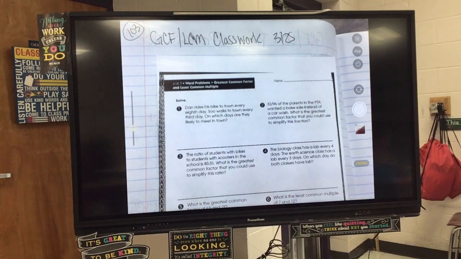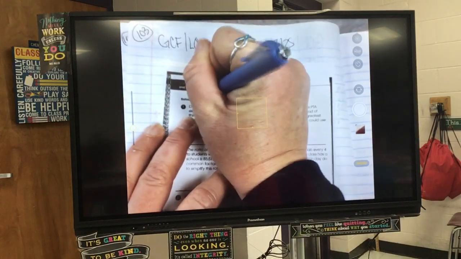Annotating. So number one says Dan rides his bike to town every eighth day. So walks to the town every third day. Which day are they likely to meet in town? So does this say anything about greatest? No. Does it say anything about factors? No. So the fact that it doesn't have those two words means this is an LCM question. So you need to label this LCM.